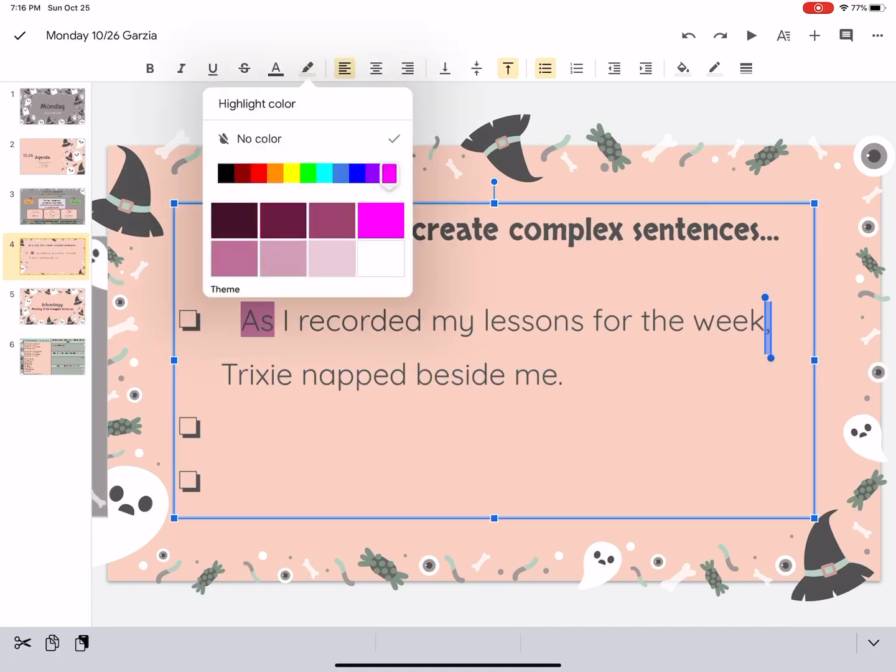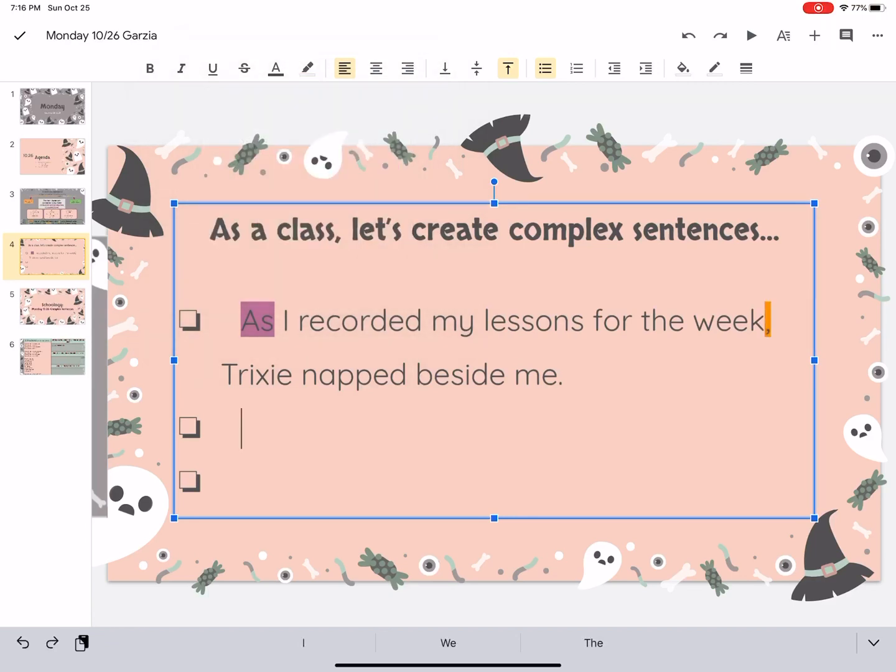Let's highlight the comma orange. Okay, as I recorded my lessons for the week, comma. Because I'm putting my subordinating conjunction at the beginning, I need the comma in the middle. Trixie napped beside me. That's an independent clause, because I could say that. I'd say, yeah, Trixie napped beside me, and you'd be like, okay, cool. Right? That's independent. It's a complete sentence, stands on its own. And yes, my puppy Trixie is napping beside me right now.